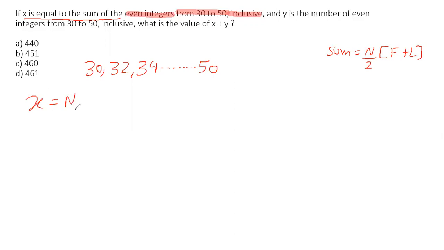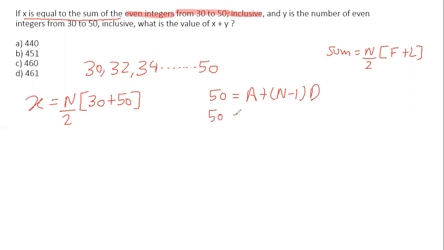If I try to replace here n by 2, I can clearly see the first term is 30 and the last term is 50. Now from this formula, I can see that n is still missing. Now how do we figure out n? We will just equate the last term 50 is equal to a plus n minus 1 times d, like the previous question we just did.